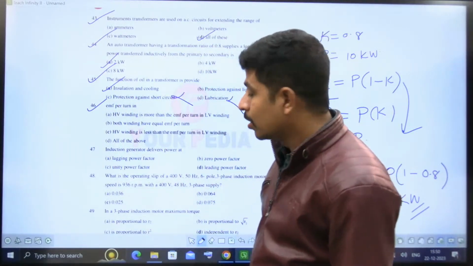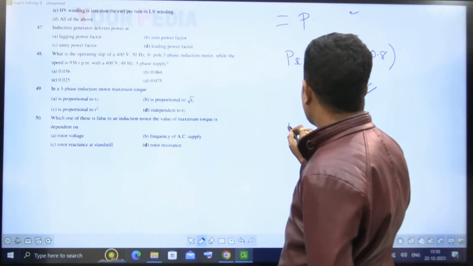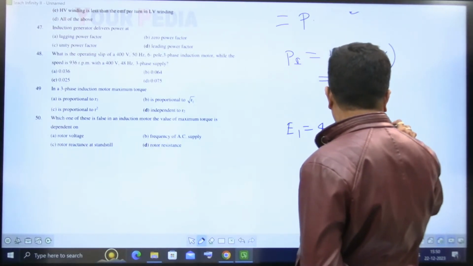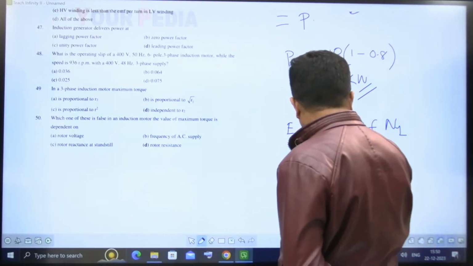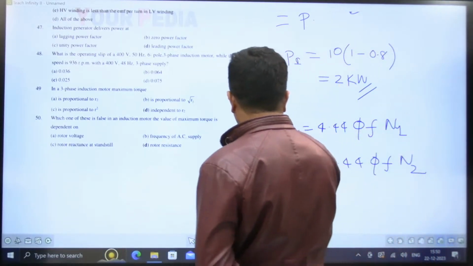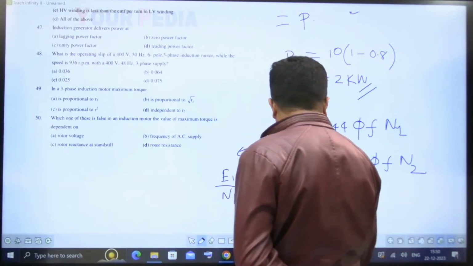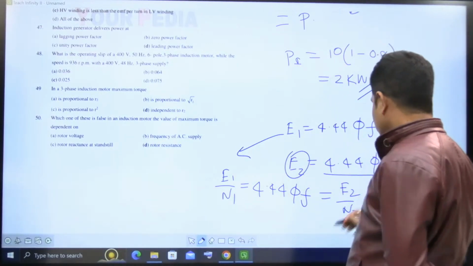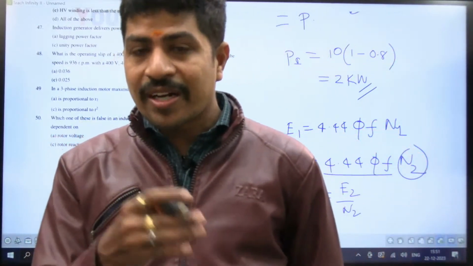46. EMF per turn. What is that? Let me write something over here. What is the EMF E1 formula? E1 is equal to 4.44 F into number of turns on the primary side N1. EMF on the secondary side is again 4.44 F N2. Now EMF per turn: E1 by N1 is equal to 4.44 F, which is equal to E2 by N2. Take N2 to this side and you get 4.44 F. It means the EMF induced per turn on both sides, LV and HV, is equal.